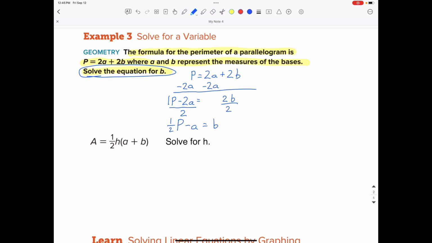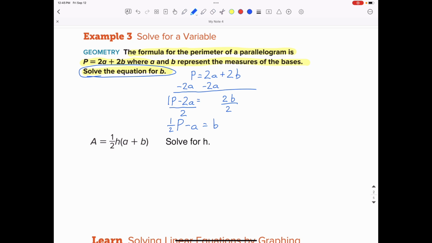This is A equals 1/2 h times (a plus b). This is actually the formula for the area of a trapezoid. This time we're going to solve for h, so we're going to get h by itself. It is going to be very tempting to use the distributive property and do 1/2 h times a plus b. Don't really want to do that. That's going to actually make the problem more complex.